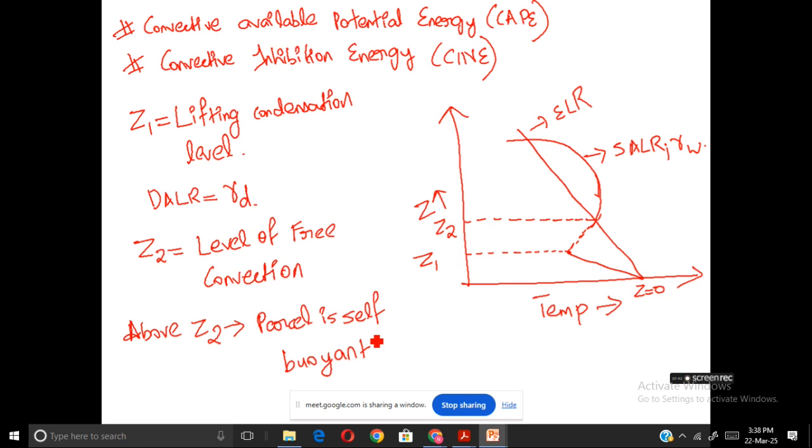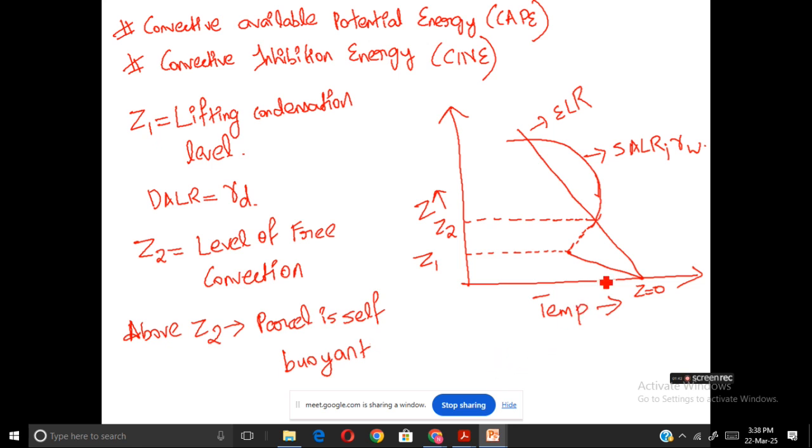So after a particular height, at one particular height, the temperature of the parcel will become equal to the temperature of the environment, and that particular level is known as the level of free convection. And above that particular level, the temperature of the parcel always remains greater than that of the environment, which means the parcel is basically self-buoyant.